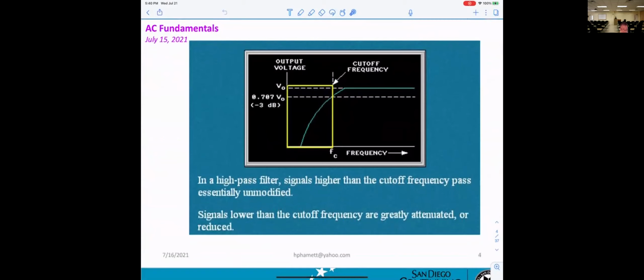Okay, now this is the high pass filter output. If you understand the low pass, the high pass is very simple. High pass means they pass high frequency signals, and any low frequency will be cut off. In the high pass filter, signals higher than the cutoff frequency pass essentially unmodified, and signals lower than the cutoff frequency will be attenuated or reduced. Okay, so basically it is the same thing.